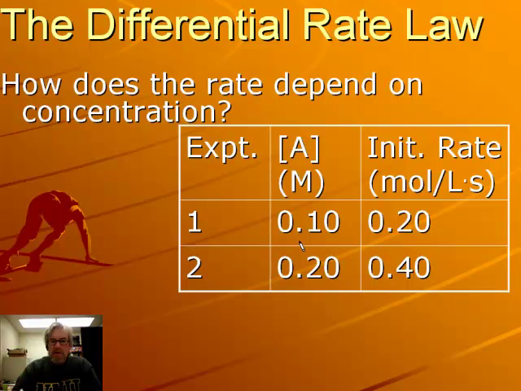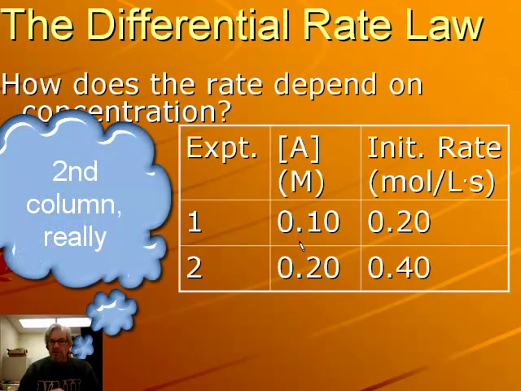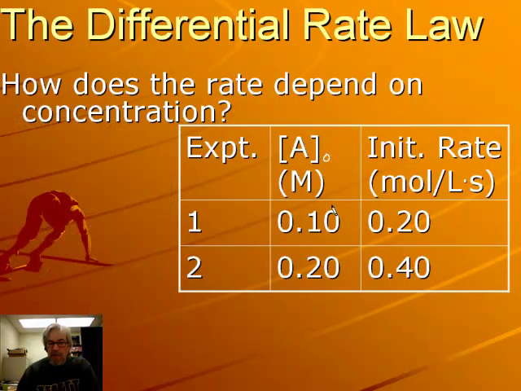First of all, let's look at this. This is a chart that shows us the results of two experiments. In the first column, we have the initial concentration of A in moles per liter. Remember, it's a reactant, so this is the starting concentration. In the third column, we've got initial rate. That means the rate of loss of A, or the rate of production of product, in moles per liter per second. For two different experiments with two different starting concentrations, we experience two different rates. How can we build a rate law from this?